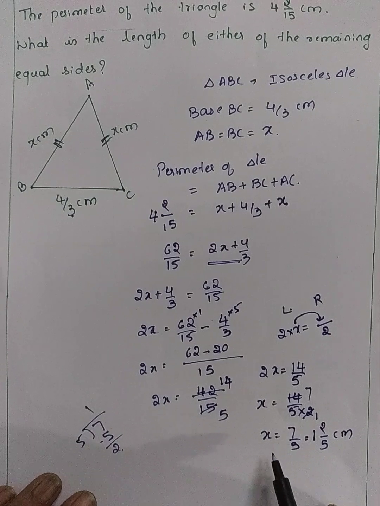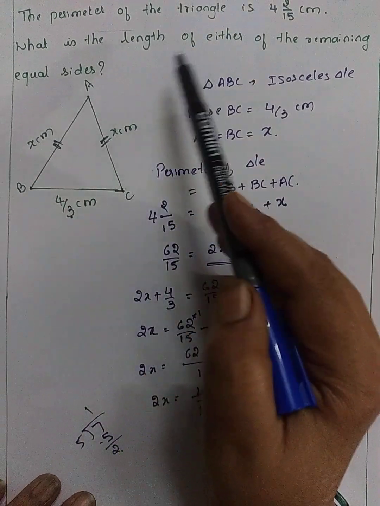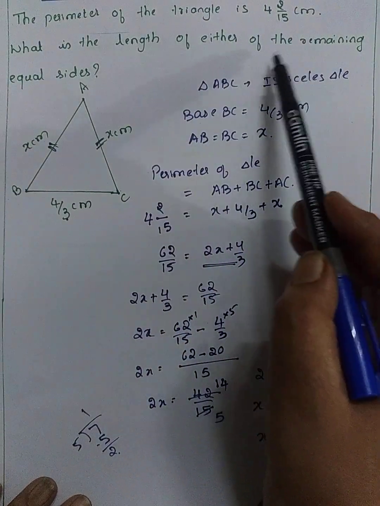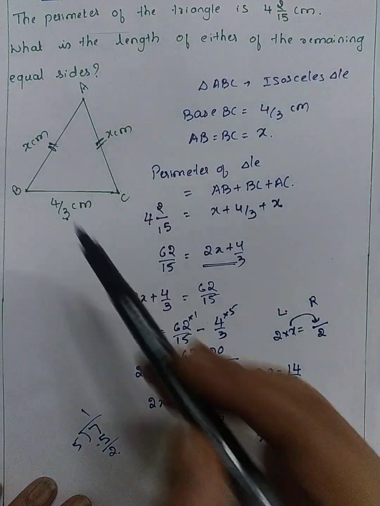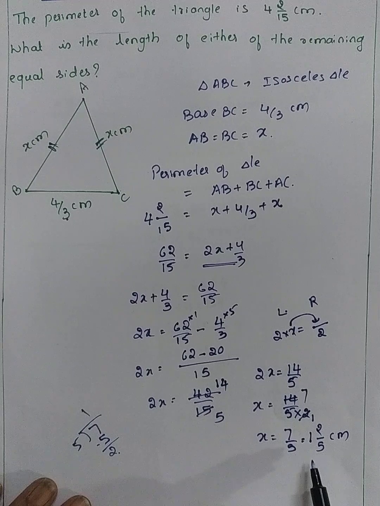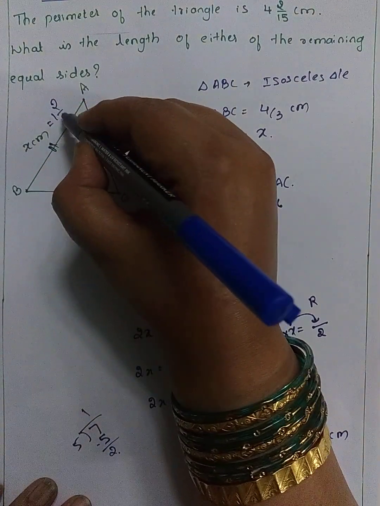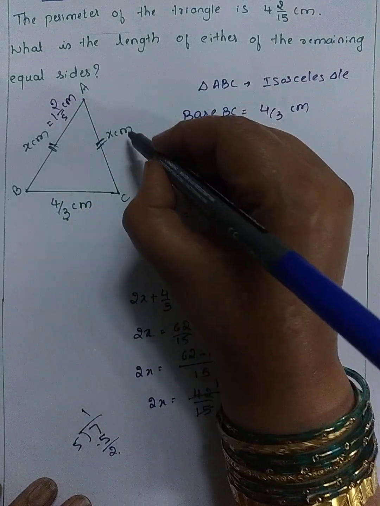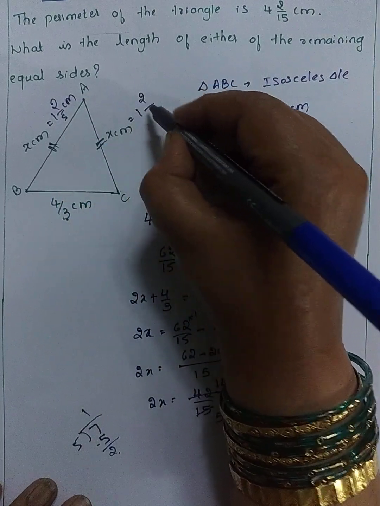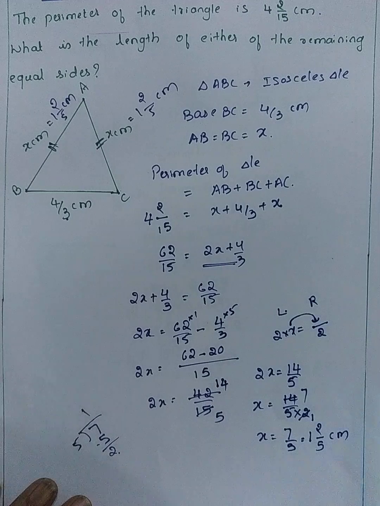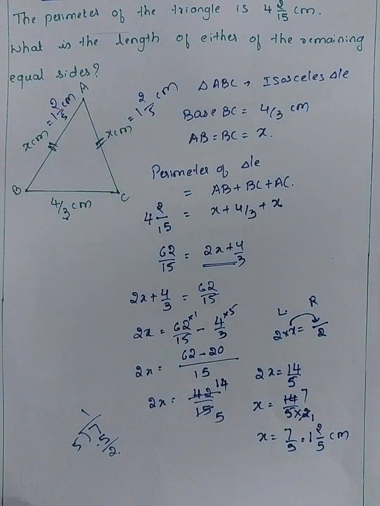So the length of one of the sides. They have asked what is the length of either of the remaining sides. So when this is 4 by 3, what you get is 1 integer 2 by 5 centimeter. So this is also 1 integer 2 by 5 centimeter. So this is the answer.